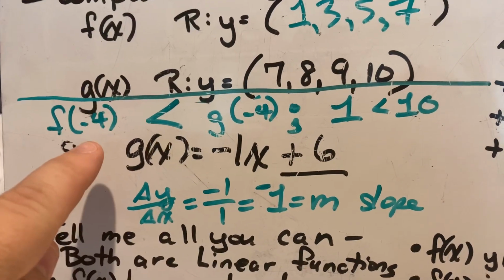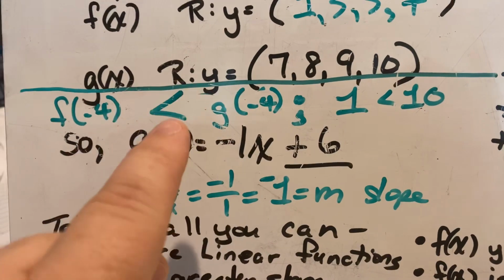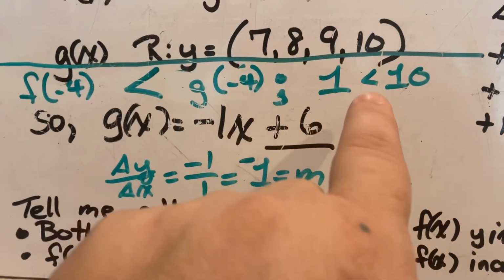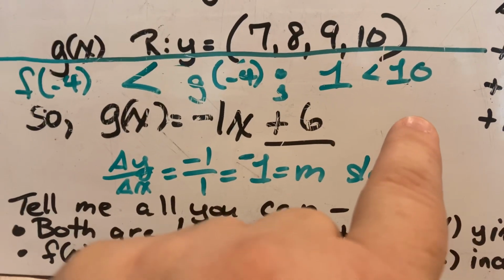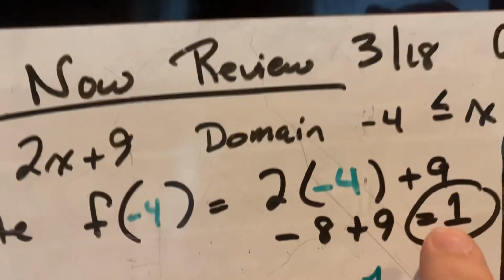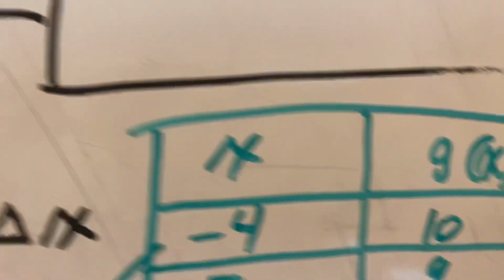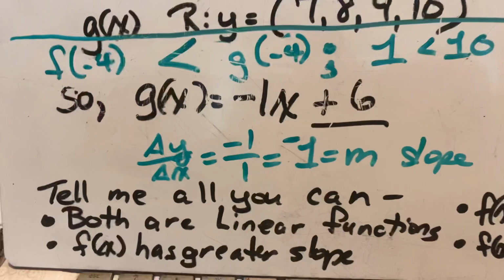Well, f of -4, how does that compare to g of -4? It's less than. Why? Because 1 is less than 10. F of -4 is 1. Go back to here, right? F of -4 is 1, and g of -4 is 10. So hopefully, is that clear? Any questions you can ask me.